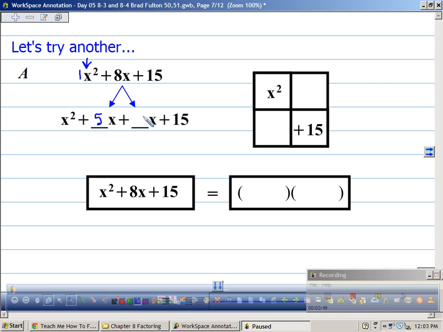Good. 5 and 3. So I put 5x in the box and 3x in the box. X times x is x squared. X times 3 is 3x. And 5 is the greatest common factor of these terms down here. Double check. 5 times 3 is 15. So I have x plus 3 and x plus 5. Ready for the next one?